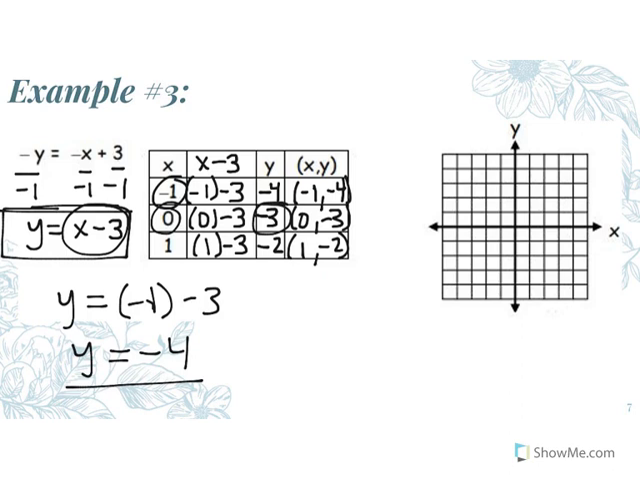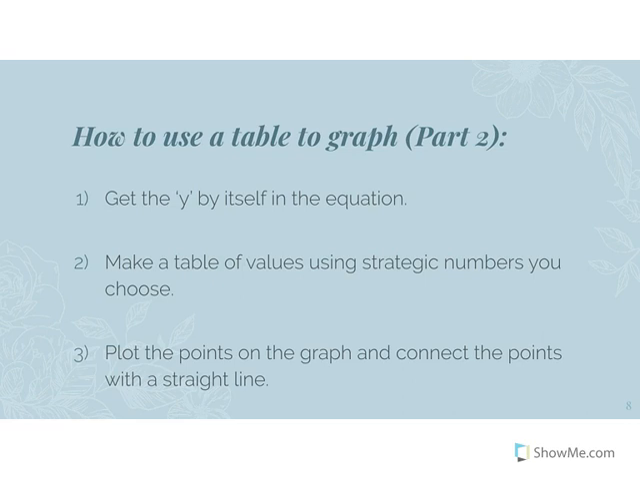And then we're going to go ahead and plot those points. Negative 1, 1, 2, 3, 4. And then we have 0, comma, negative 3, sorry. And then 1, comma, negative 2. Yay, we created a line again. Beautiful, beautiful, beautiful on our graphs. Now let's go to part 2.